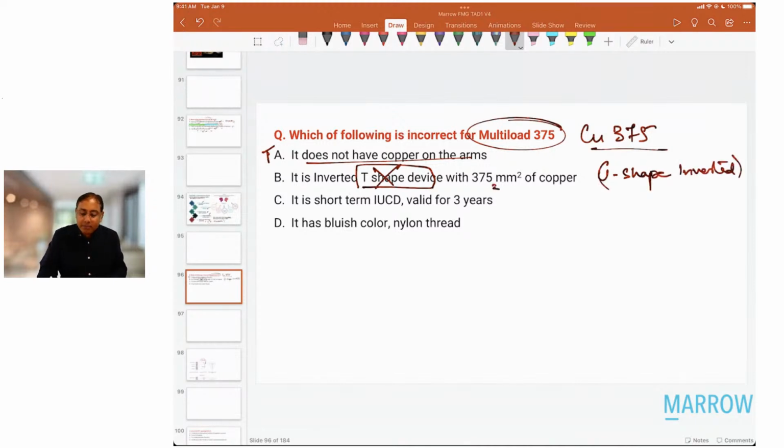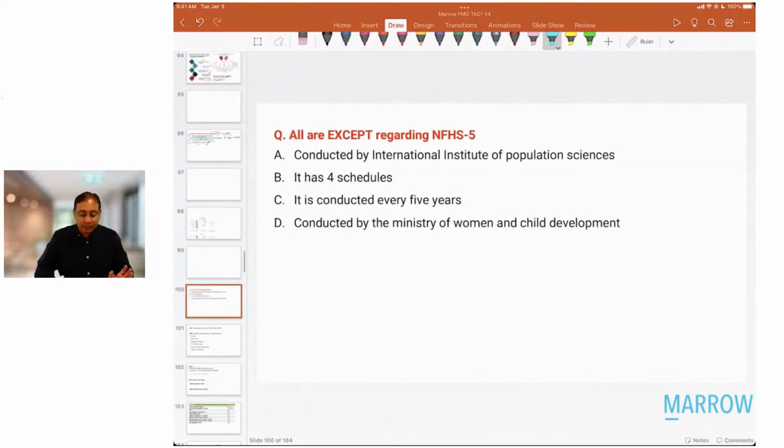With 375 millimeter square, this is correct. Short-term IUCD valid for 3 years. This is also absolutely correct. Blue color nylon thread, this is also correct. So options A, C, and D are true. Which is the wrong one? That is option B. Option B is the best possible wrong answer over here.